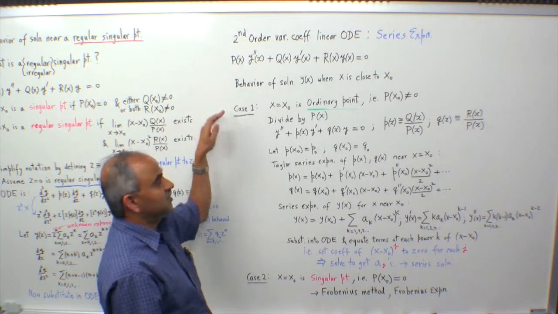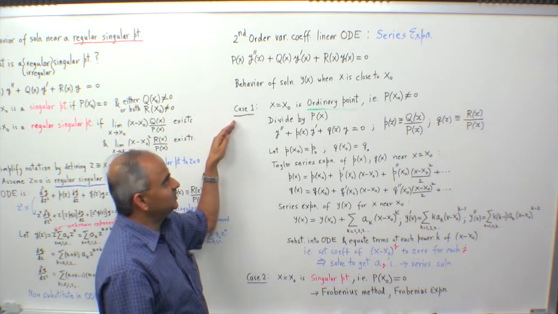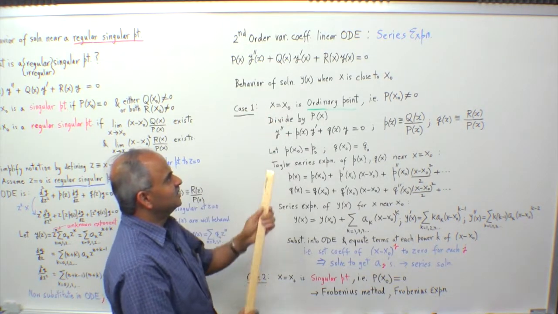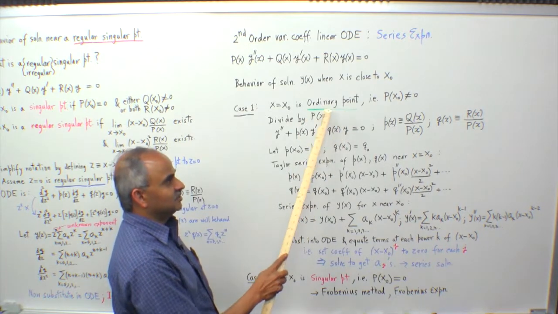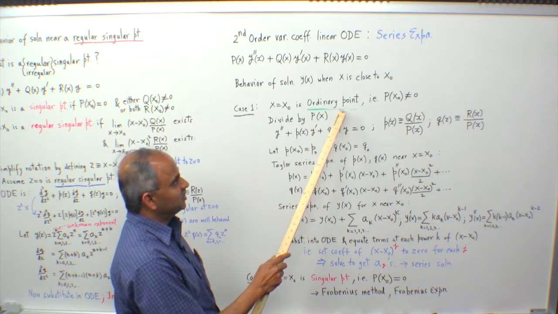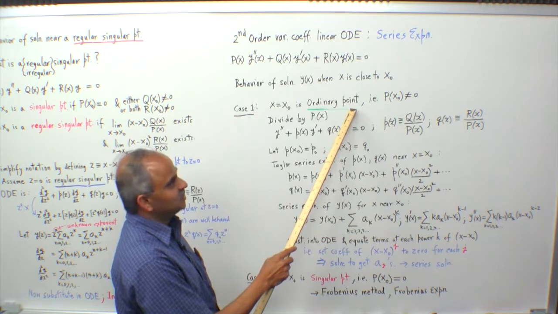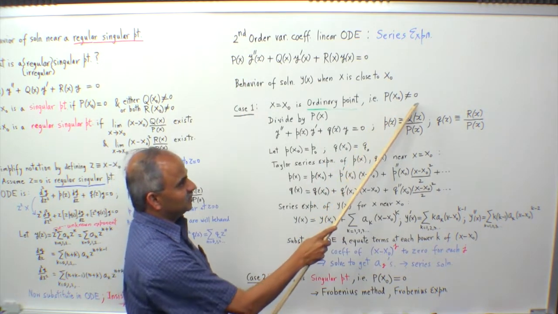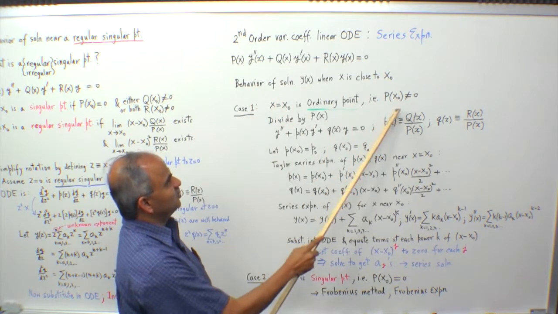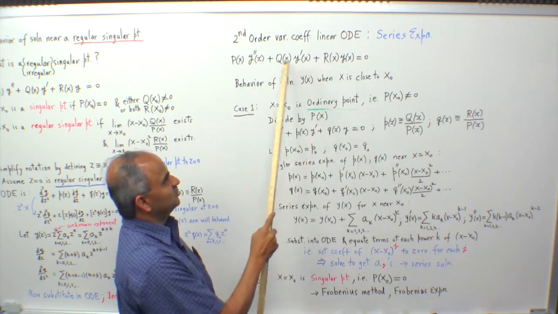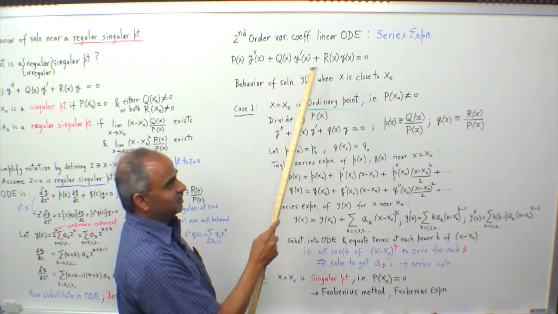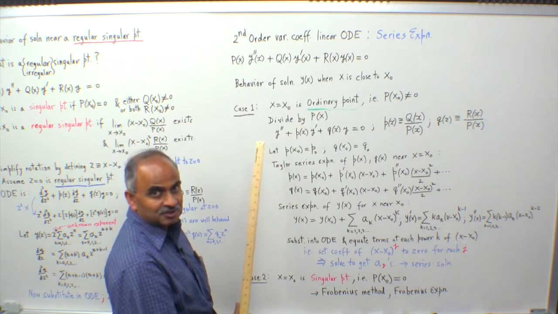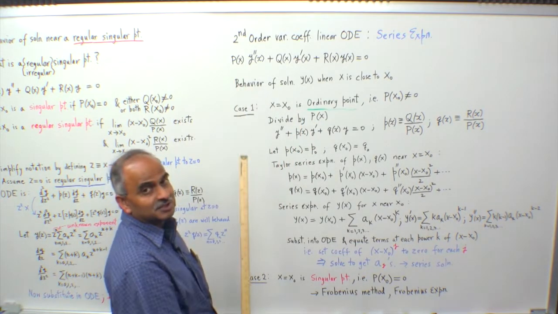For this, we have to distinguish two cases. Case 1 is when the point x equals x naught is an ordinary point. Let's remember the definition of an ordinary point. An ordinary point of a differential equation is where this leading order coefficient is not equal to 0. Of course, at such a point, we are assuming that the other coefficients are not blowing up, they are also well-behaved functions. So everything is just regular ordinary behavior with this leading order coefficient not vanishing.